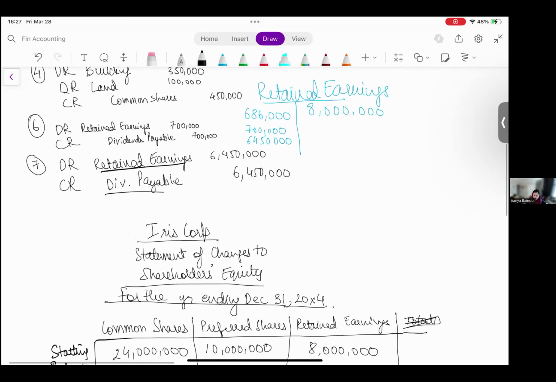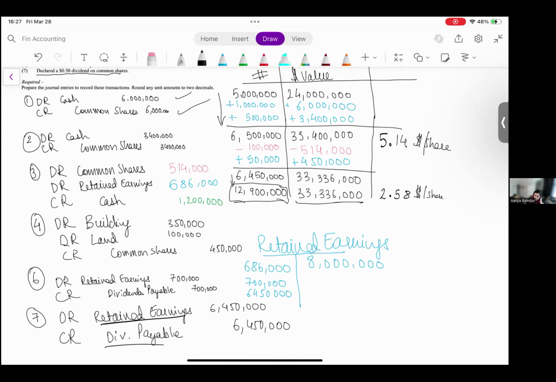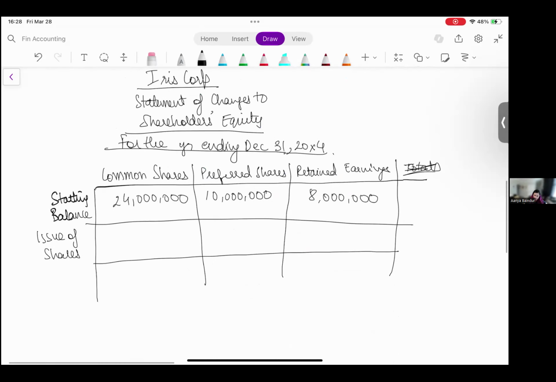Now let's calculate how many common shares we've issued. So the number of common shares issued are 1, 2, and 3, right? But these are the number of shares. Remember, in our journal entries and our statements, it doesn't matter what the number of shares are. What matters is the value that corresponds with them. So let's take each one of these. First of all, we've added 6 million, 3,400,000, and 450,000. So I'm going to add up those three numbers. The value for that is 9,850,123.